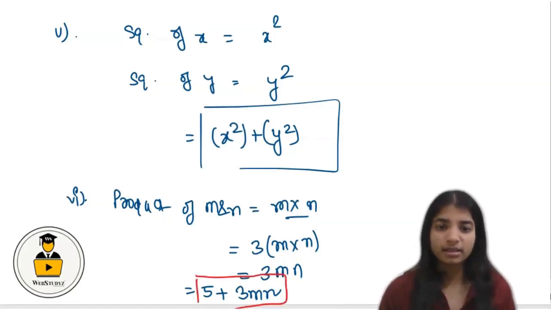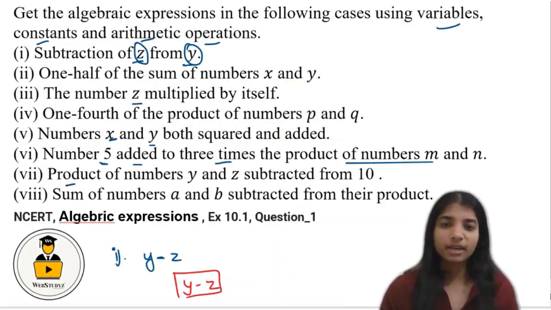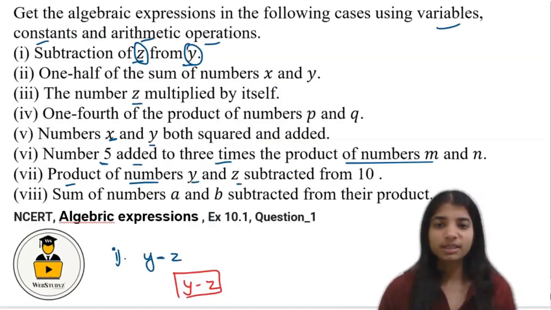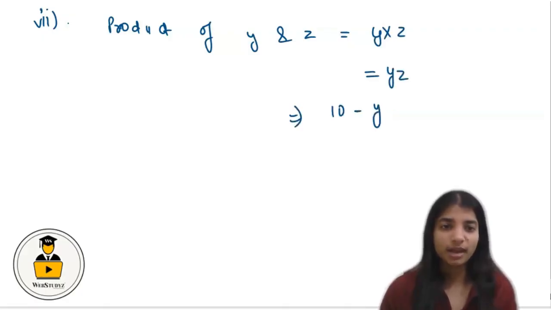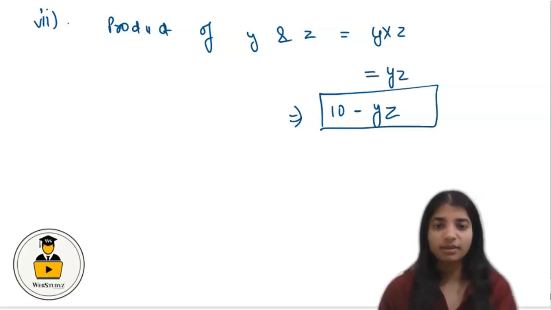Now let's discuss the next part. In this part we have to find the product of the numbers y and z subtracted from 10. So basically we have to subtract the product of yz from 10. So we can say that the product of y and z is equal to y multiplied by z, that is equal to yz, and this product is subtracted from 10. So our expression is 10 minus y multiplied by z. So this is the answer to part 7 of this question.